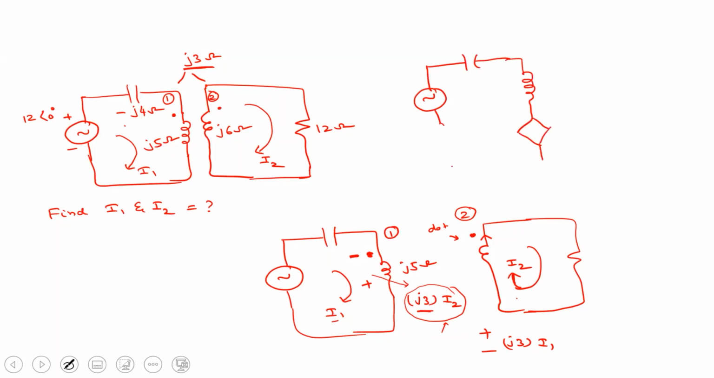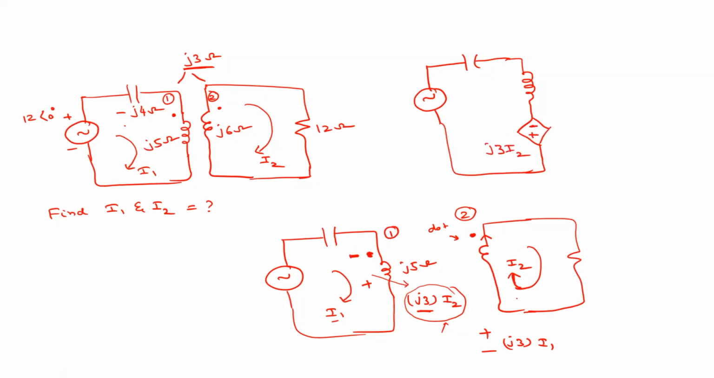So this is the induced EMF, right? So what is the polarity here? Tell me. What is the polarity at the top? Minus and plus, sir. Why minus? So this is minus here, right? Yes, sir. Just bring it down. So minus plus. So what is its magnitude? J3 I2.